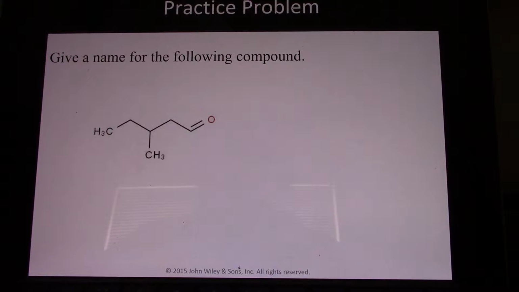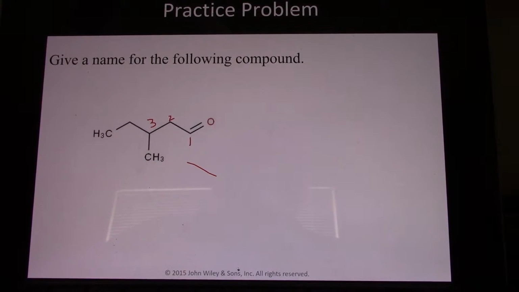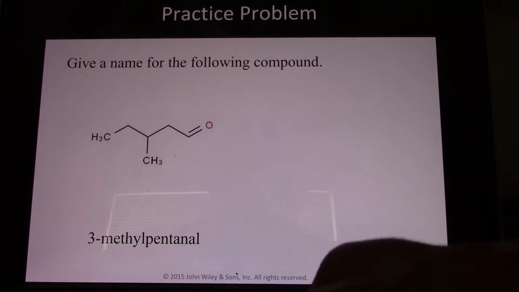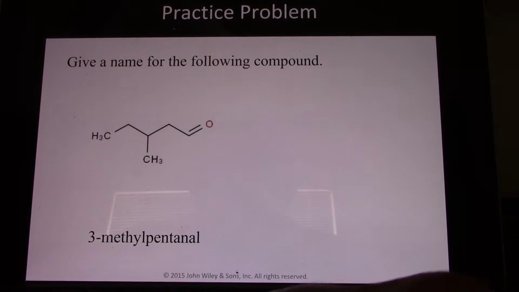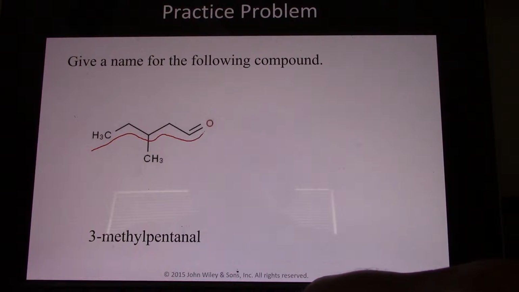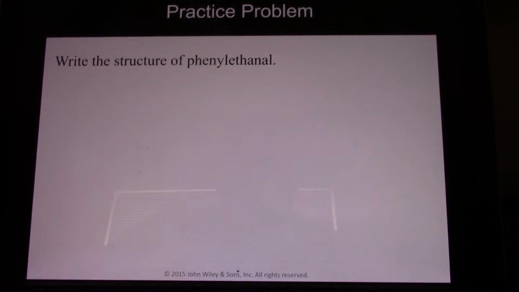Give a name for the following compound. Again, your aldehyde group has to be carbon 1. So 1, 2, there's a methyl group on 3, then 4, 5. So we have 3-methylpentanal. Again, our longest carbon chain was 5. The carbon with the aldehyde is carbon 1, and then we had a methyl group coming off of carbon 3.